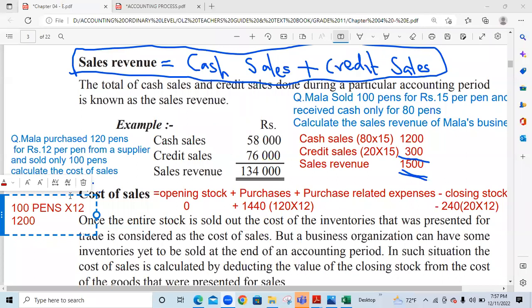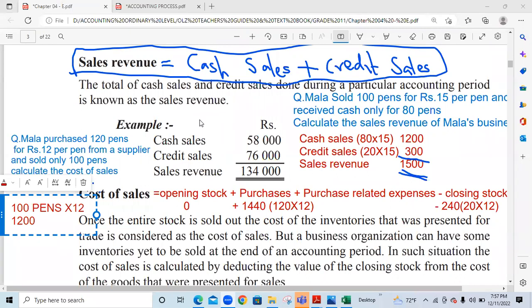Okay. What is purchase related expenses? I will explain that. So now you understand what is cost of sales. Cost of sales is the cost you incur to sell your goods. The cost you incur to sell your goods is what we call cost of sales.